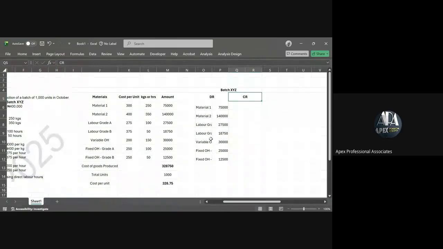Okay. Now, these materials are on the credit side and on the debit side. On your debit side, because I said the store is credited for giving it out, the batch account will be debited. So you've debited the batch account with material 1, 75,000. You debited material 2 for 140,000. You debited material 3, material 4, and 5. Are you getting what I'm saying? Labor and overhead cost. Then on the credit side, you now credit the cost of goods sold.